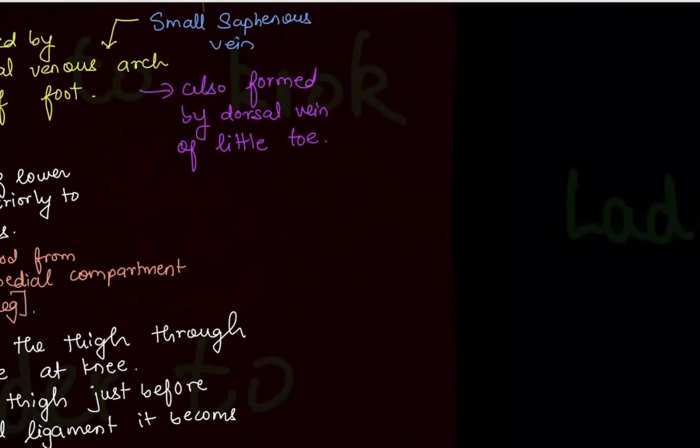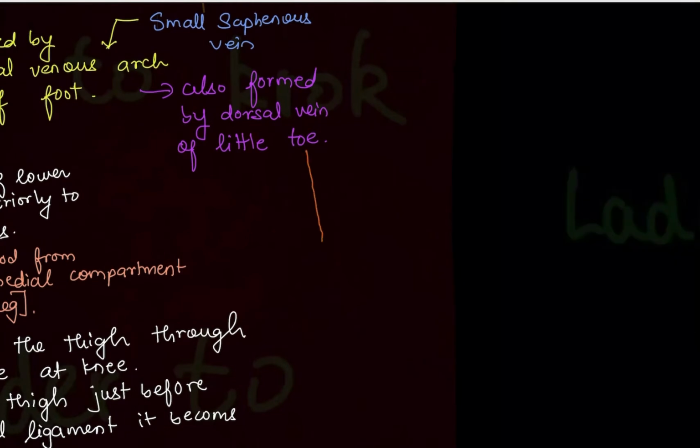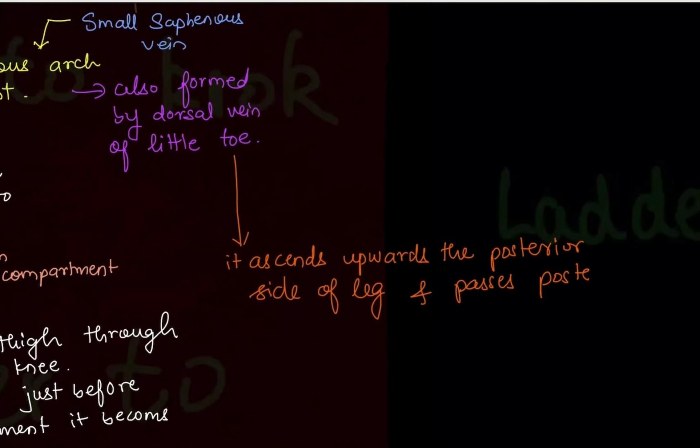For the small saphenous vein, what happens is, I'm using orange color for the small saphenous vein. Okay, so for small saphenous vein, it ascends up, write down, it ascends upwards the posterior side of leg, okay, and passes posteriorly to lateral malleolus. So it will pass behind the lateral malleolus.